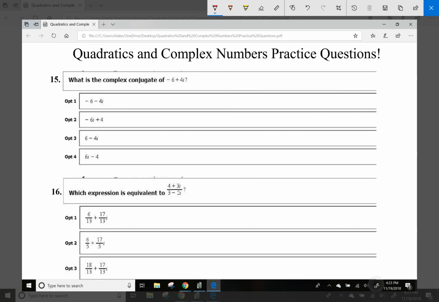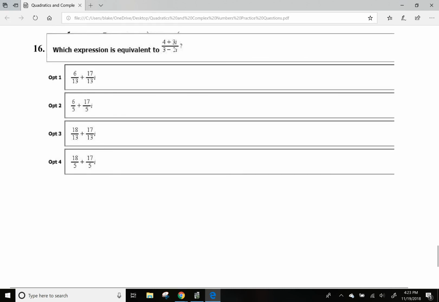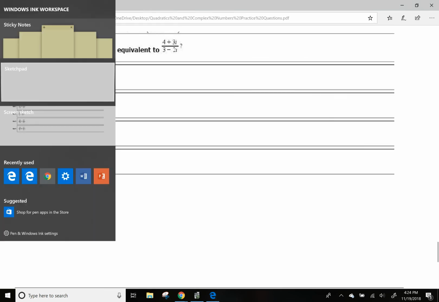Which expression is equivalent to this? So here, let's go back. This is the last one. Okay, cool. Let's go ahead and divide this. I'll show you how to divide it again if you forgot.